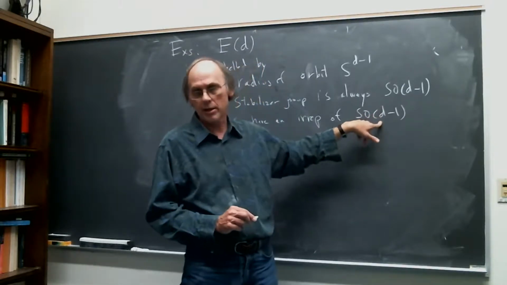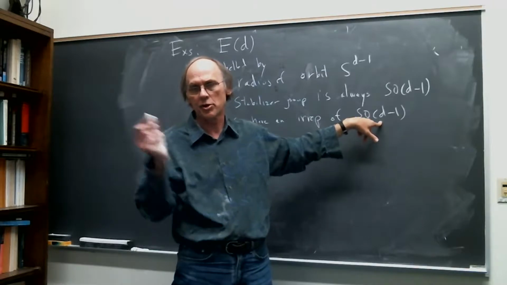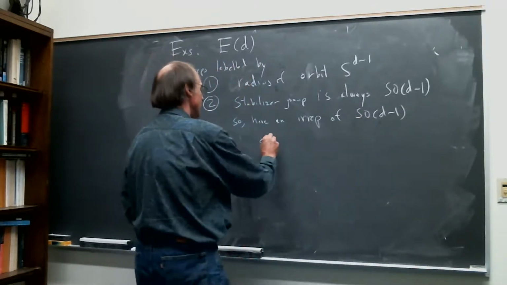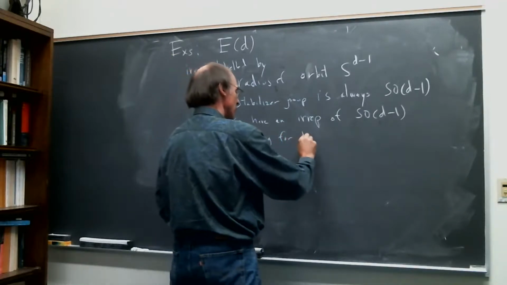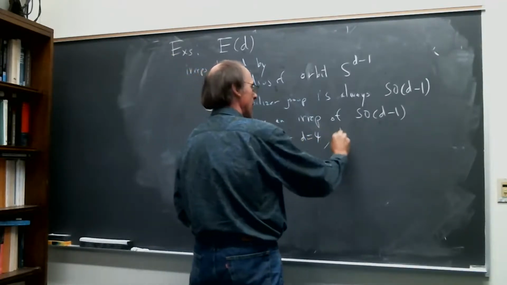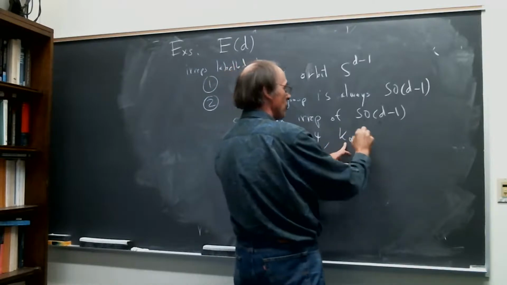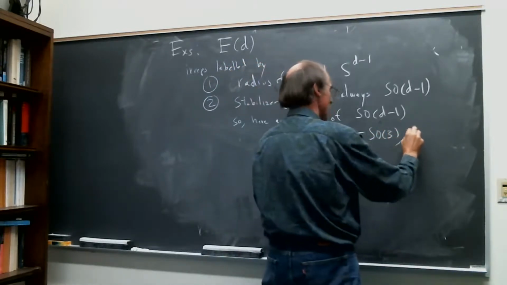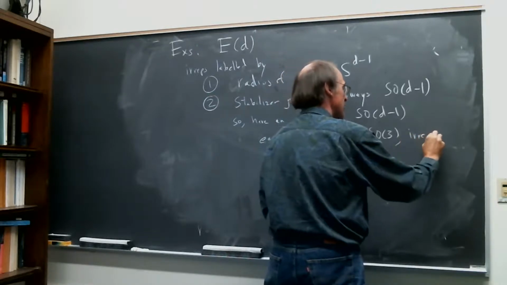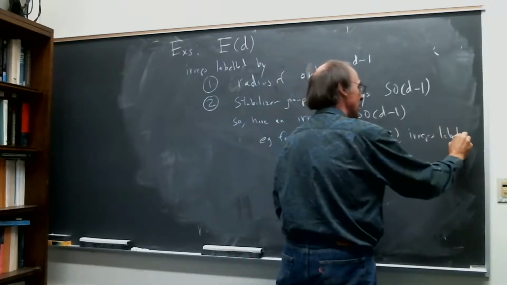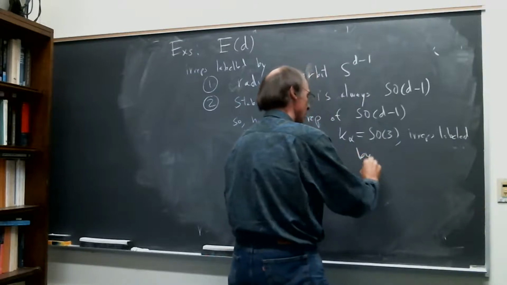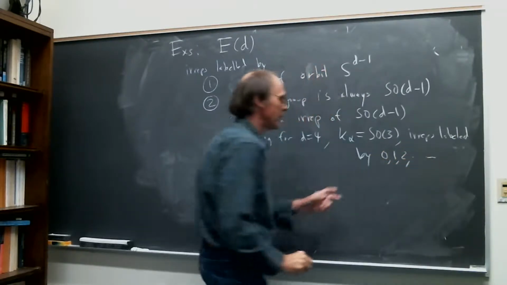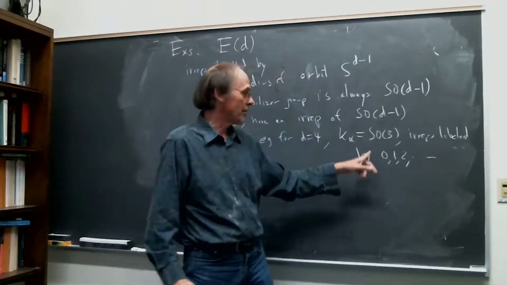We already saw this for SO(2) and SO(3), where the helicity was an integer. But let's say, e.g., for d equal to 4, the stabilizer group K alpha is SO(3). And so that's labeled by 0, 1, 2, not arbitrary integers, but natural numbers.